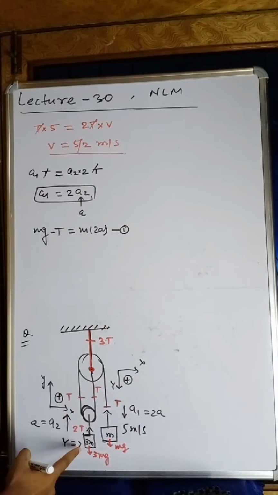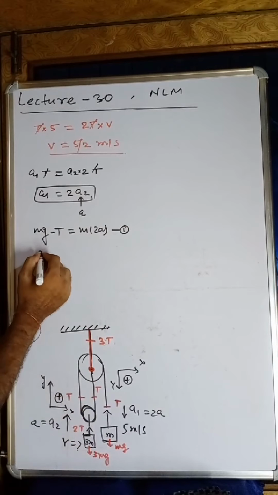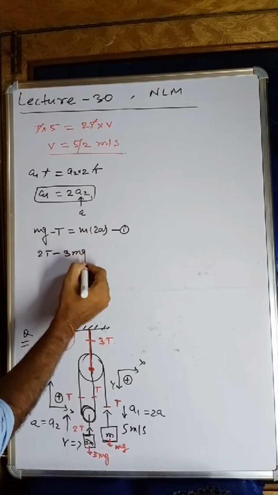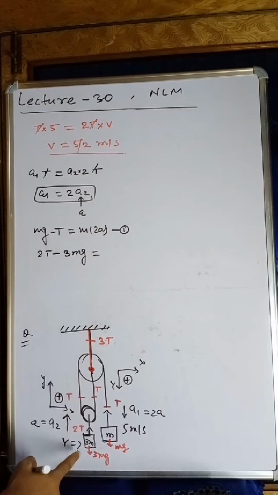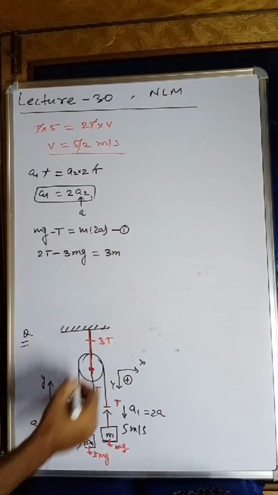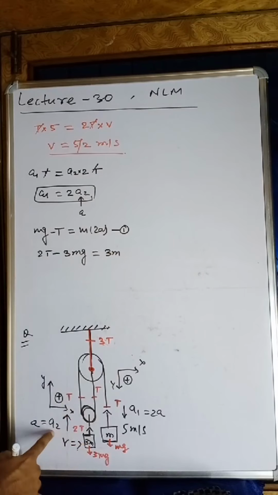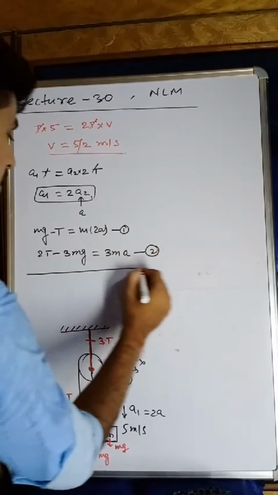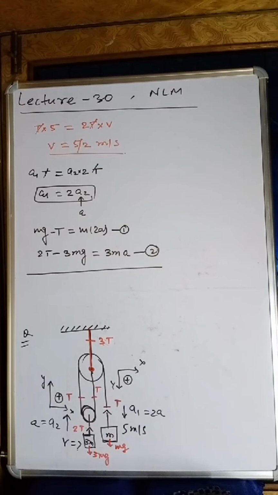For this body, which one is responsible to take the body up? It is twice t. So 2t minus the force, it is thrice mg, is equal to ma. It is thrice m, and the acceleration is a2, which is a. Equation 2. Now we are going to solve this one to find the acceleration a.